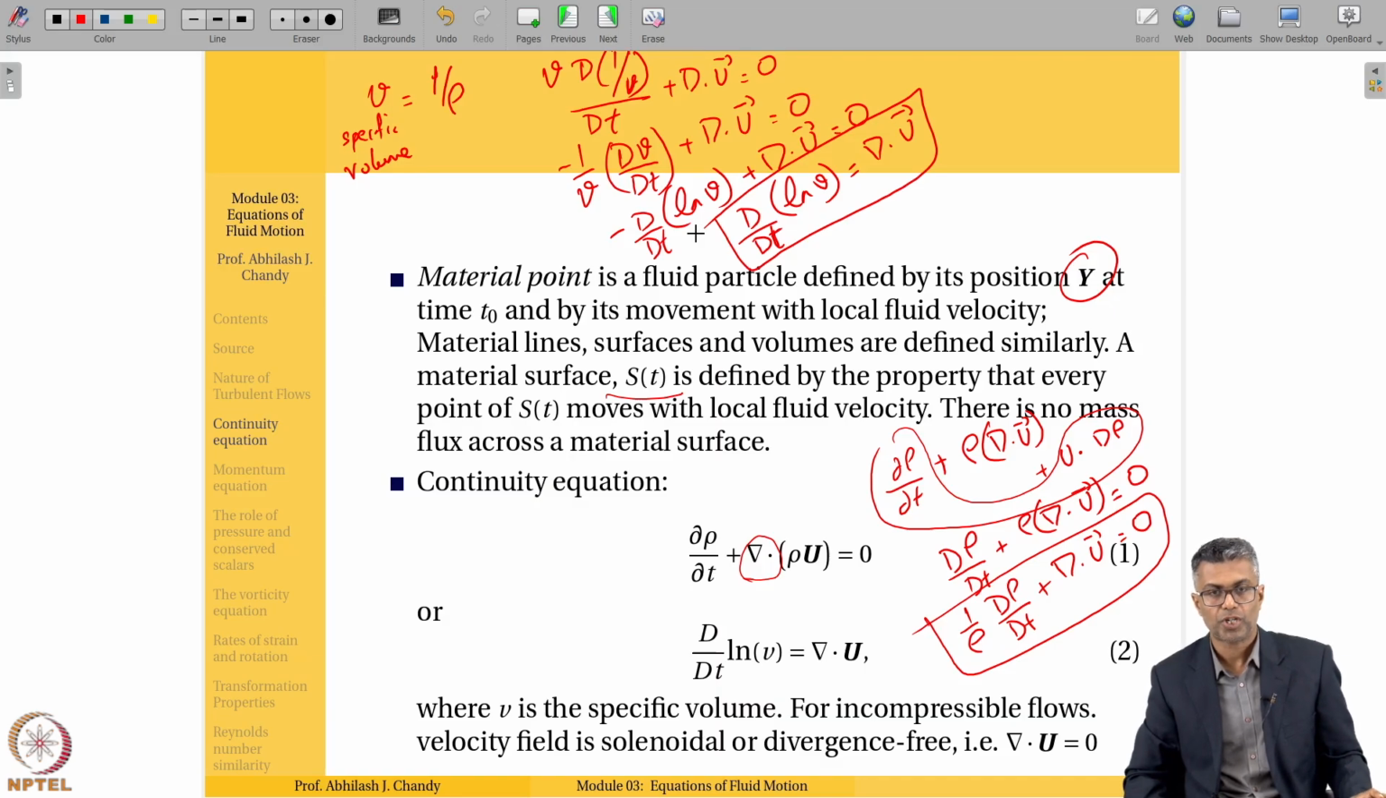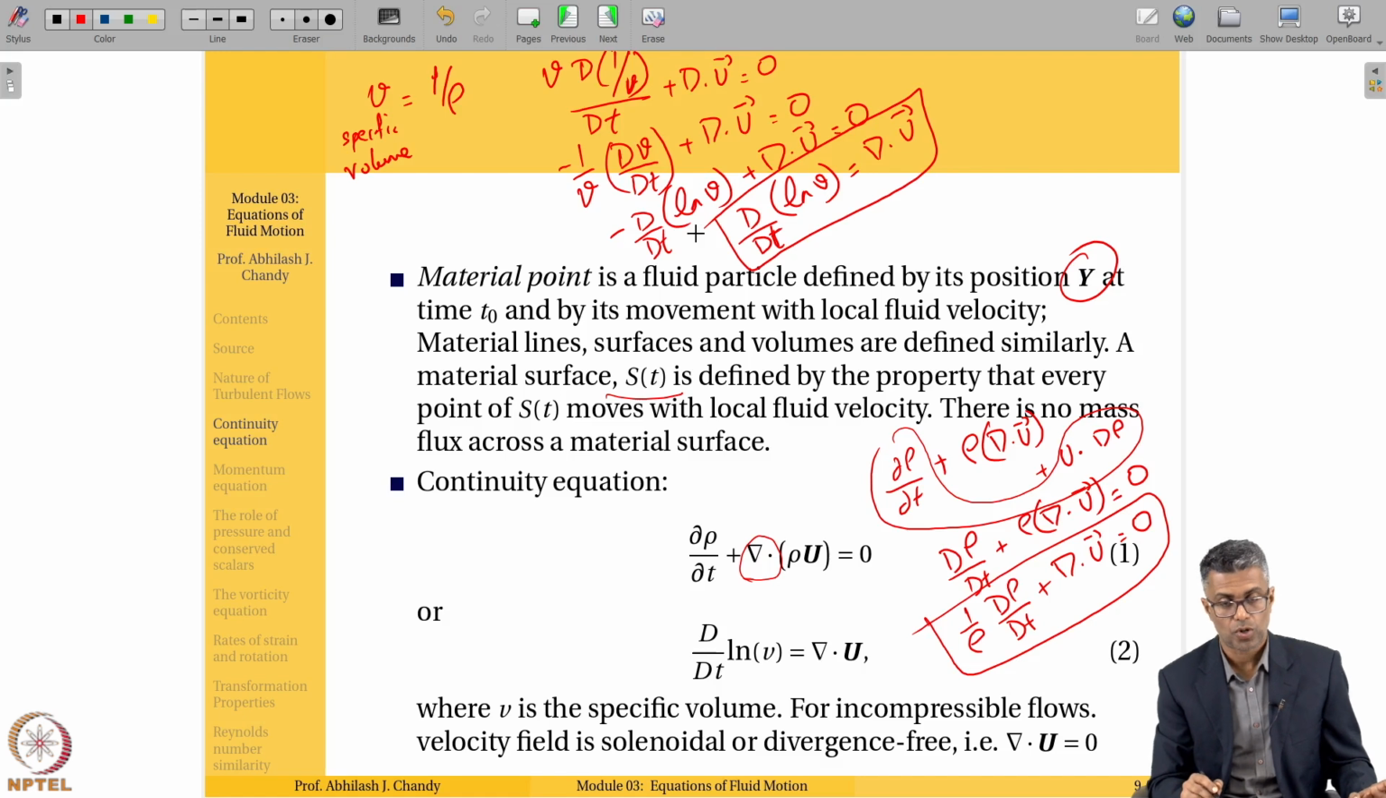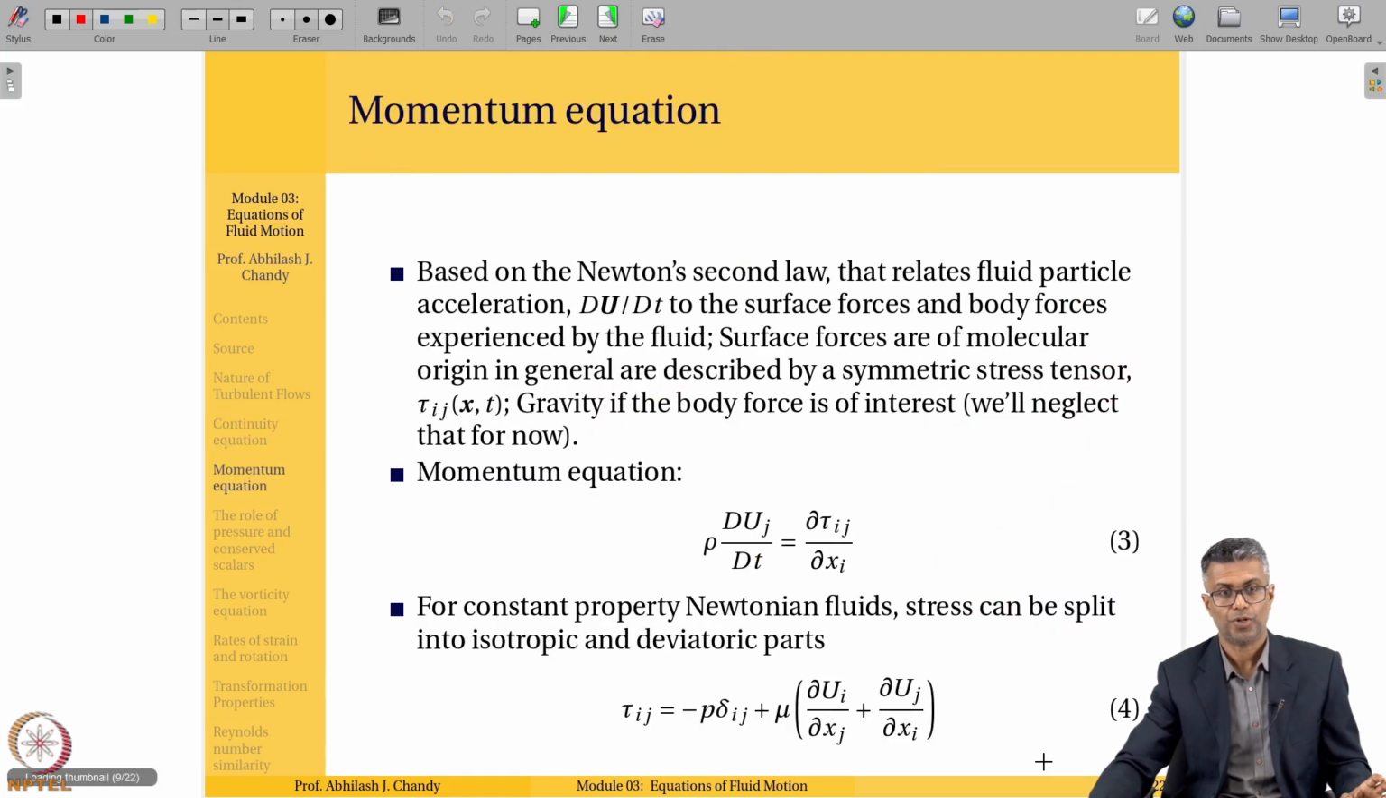So the two boxed equations are two additional forms of the continuity equation. The main form is what is shown here: del rho del t is del dot rho u. Now, if the flow is incompressible, then rho is a constant, in which case all you're going to get is the velocity being divergence free. So you're going to get del dot u is equal to 0, or it is solenoidal as we call it. So the velocity is divergence free, and so del dot u is equal to 0. So that is the continuity equation.